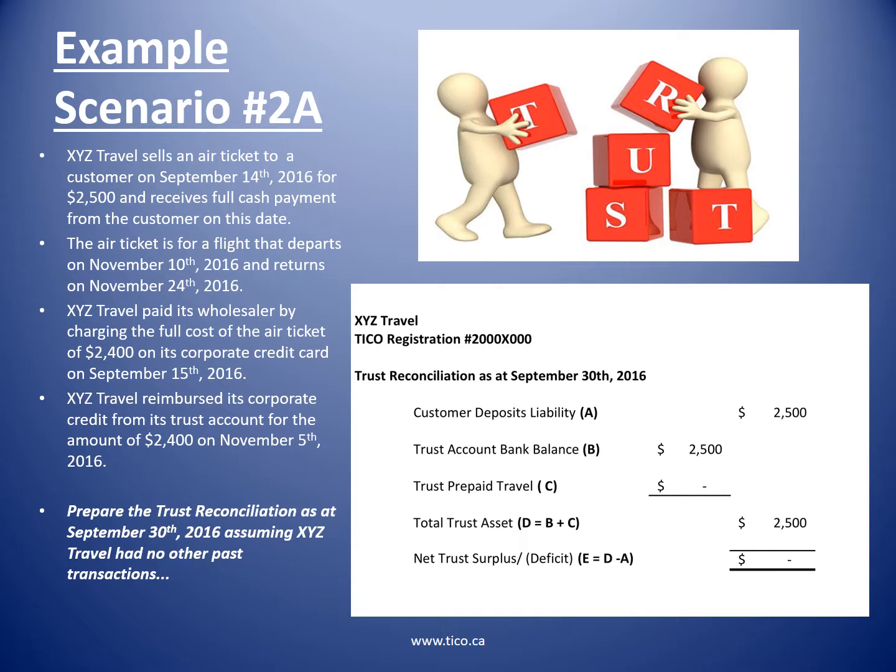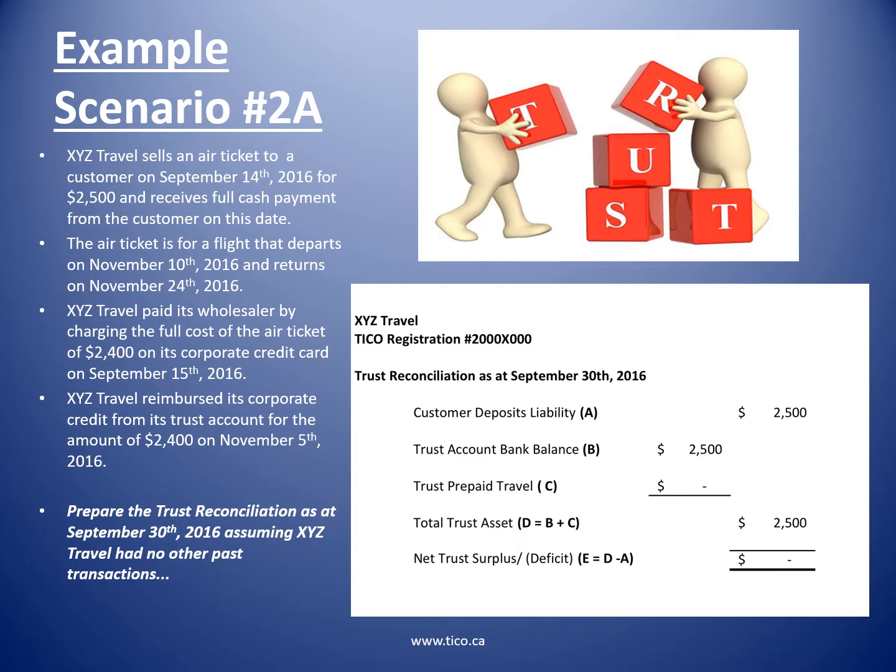XYZ Travel paid its wholesaler by charging the full cost of the air ticket of $2,400 on its corporate credit card on September 15th, 2016. XYZ Travel reimbursed its corporate credit card from its trust account for the amount of $2,400 on November 5th, 2016. Prepare the trust reconciliation as at September 30th, 2016, assuming XYZ Travel had no other past transactions.